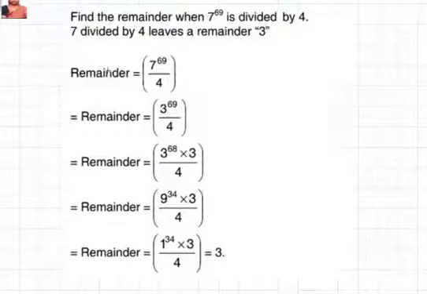Next again we'll go for a different number. Find the remainder when 7 power 69 is divided by 4. This is another way of doing it. So here you can see that 7 power 69 when you divide by 4.